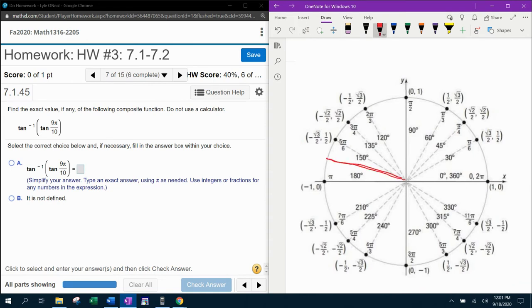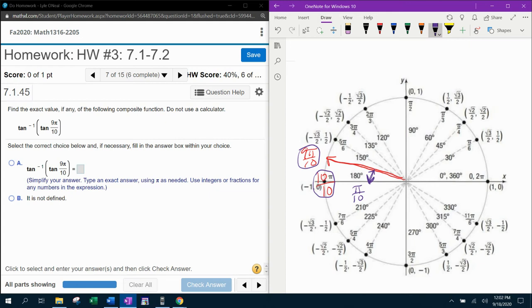9 pi over 10 is going to be in quadrant 2. In fact, if we consider pi, remember pi is going to be the same as 10 pi over 10. And so we know that this angle right in here, this is our reference angle, is going to be pi over 10 because it takes 1 pi over 10 to get from 9 pi over 10 to 10 pi over 10. That is our reference angle, okay?